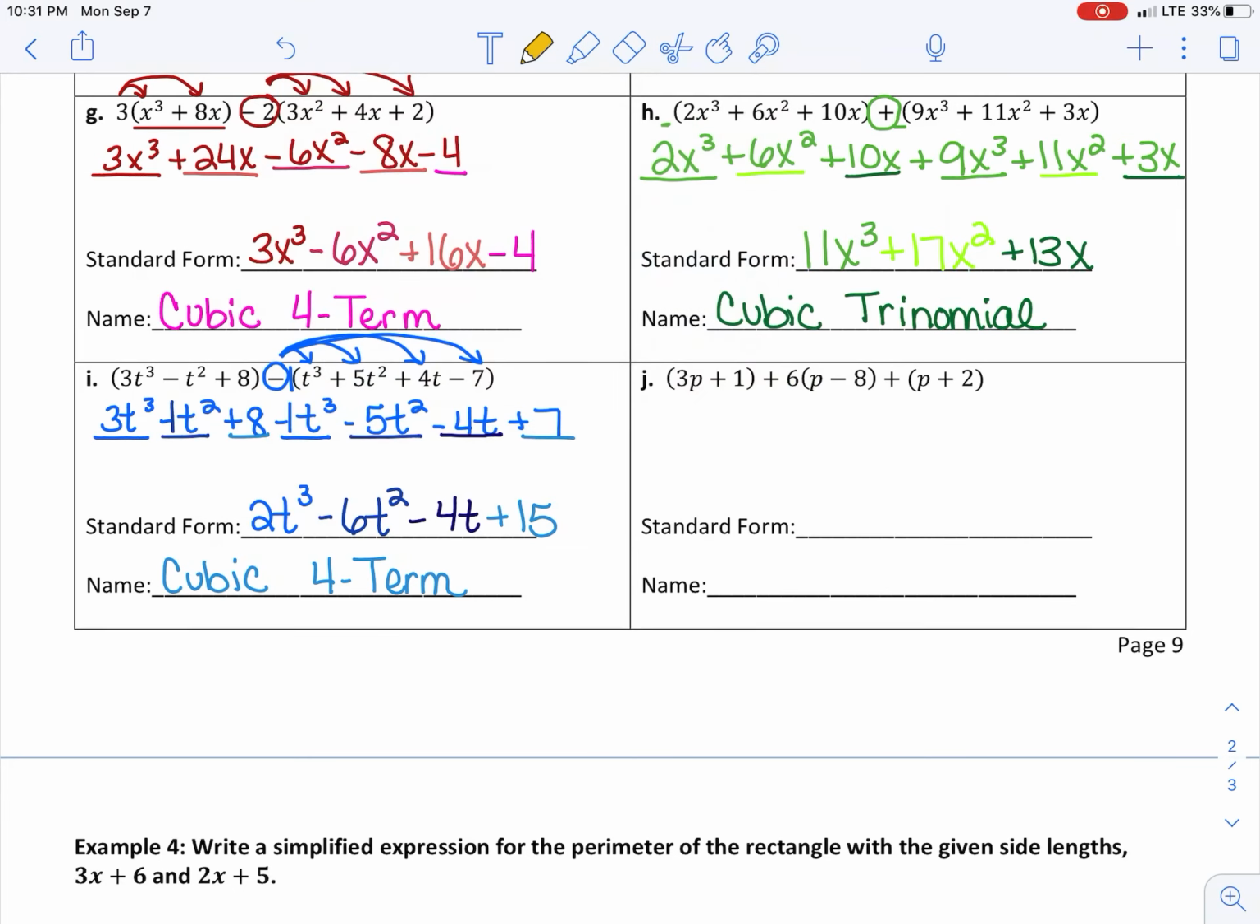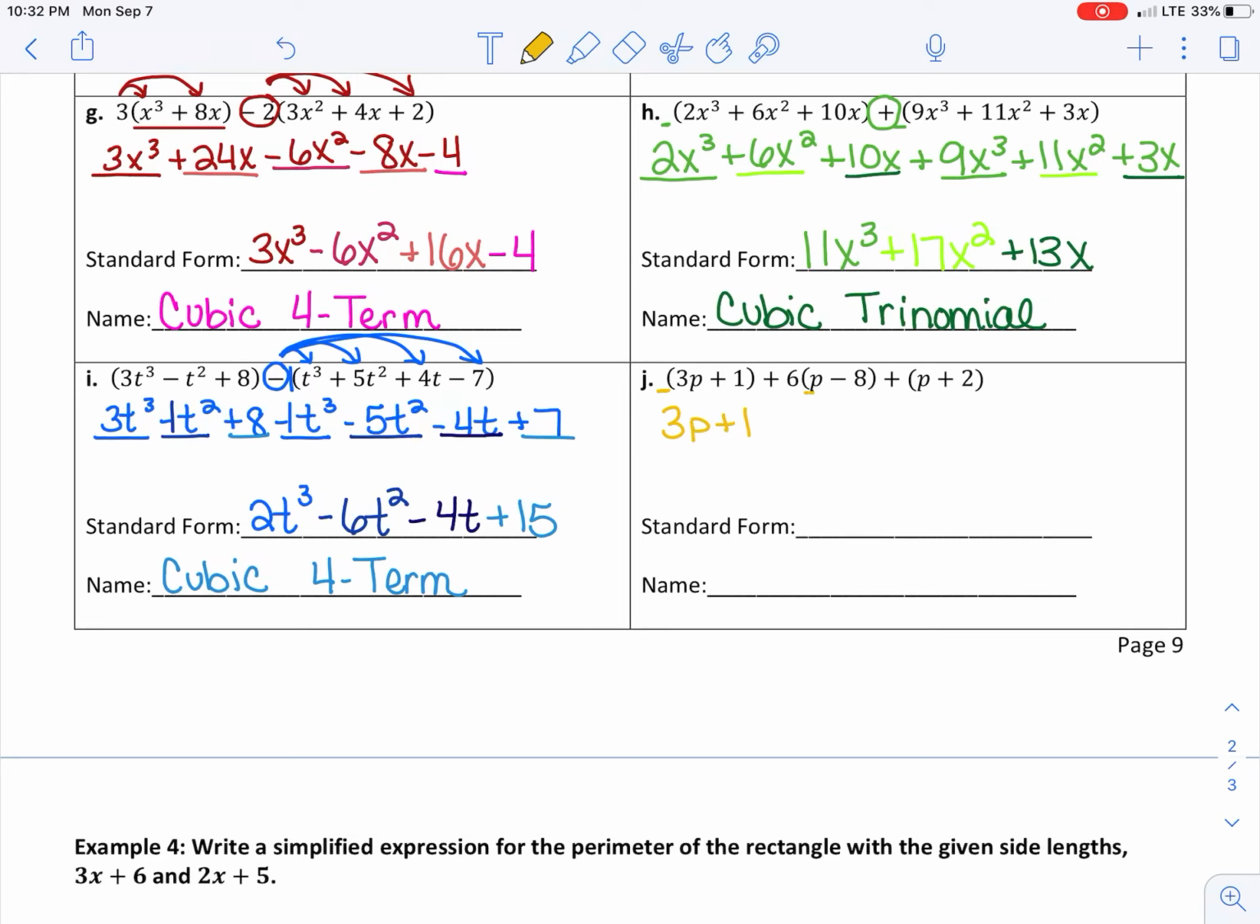Okay, the last one we have here has 3 different sets of parentheses, and it has plus signs everywhere, so that's a plus. We don't have to worry about any negatives. But there's no number in front of this set of parentheses, so we're just going to bring that down. We have 3p plus 1.